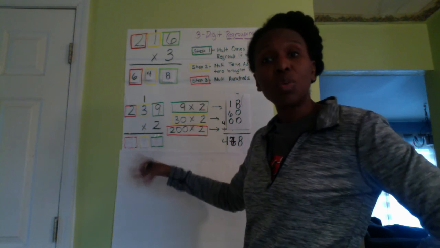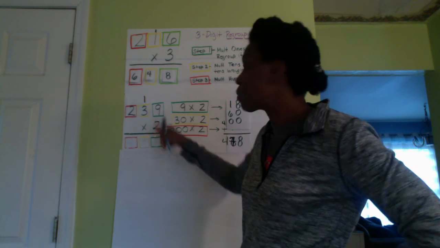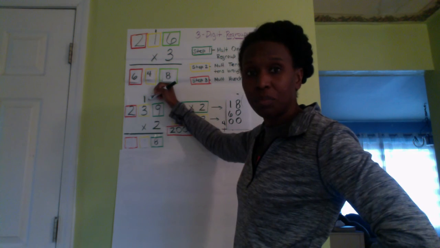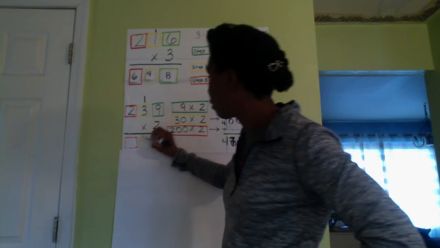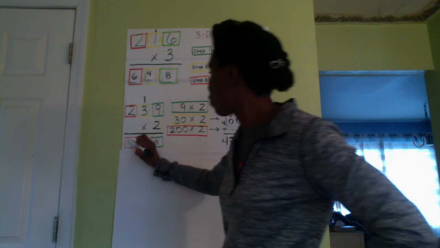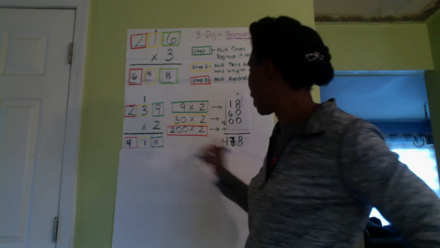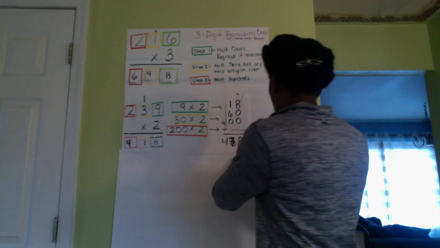Okay, so let's go ahead and do it straight through. 2 times 9, because we start in the ones place, is 18. I write my 8, and here's my 1. 2 times 3 is 6, plus 1 is 7. And then 2 times 2 is 4. Okay? So you can see we come up with the same number, 478. All right, so let's do one more.